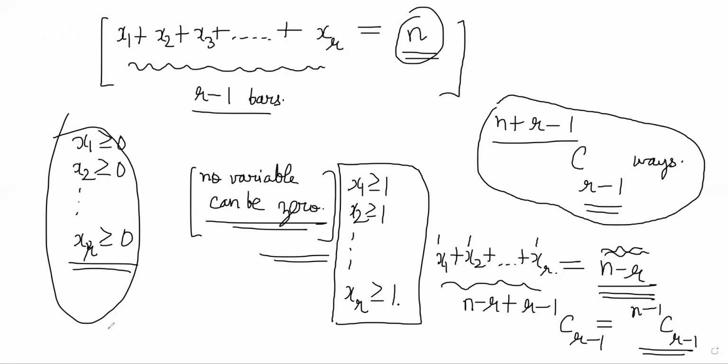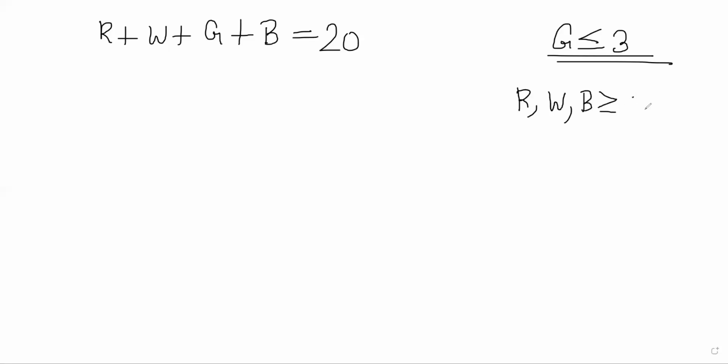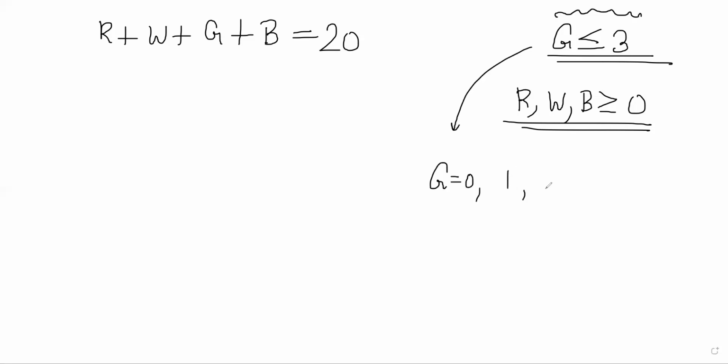Now the question should seem pretty easy. You have red plus white plus green plus blue is equal to 20, right? And G should be less than or equal to 3, and R, W and B can be greater than or equal to 0. So G is less than or equal to 3. That means G can be 0, 1, 2, or 3, 4 cases, right?